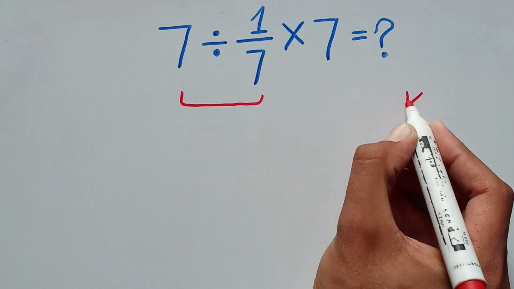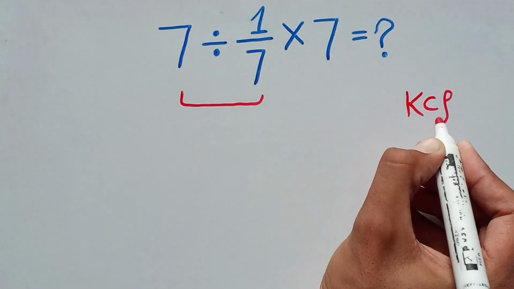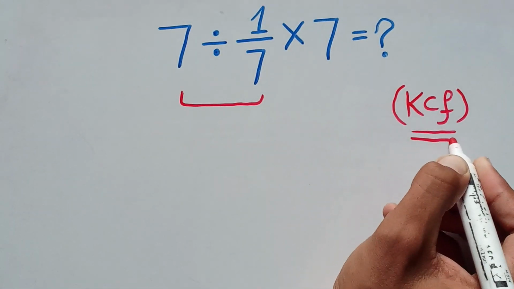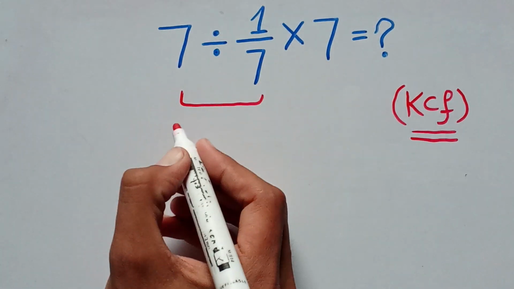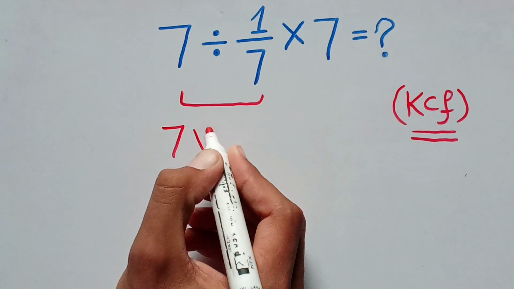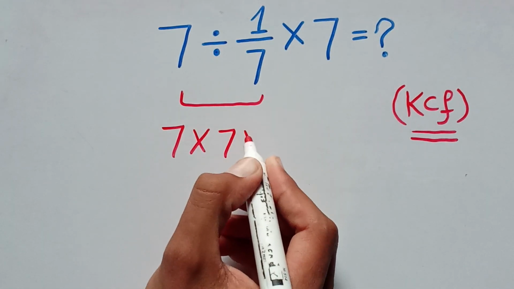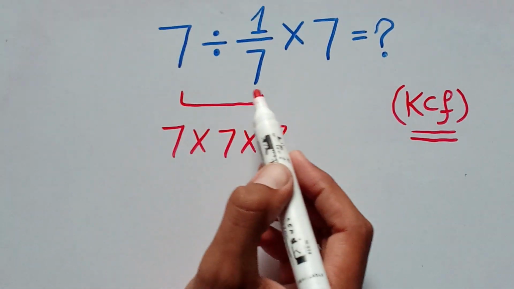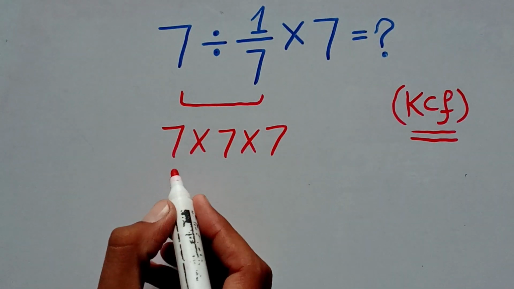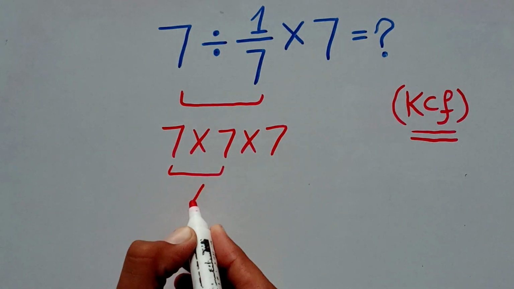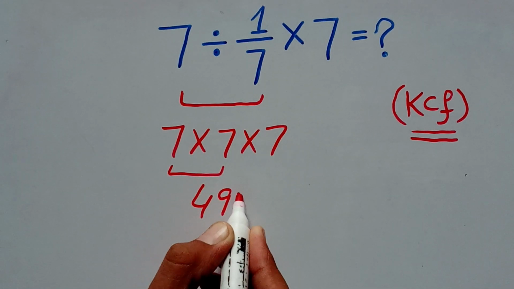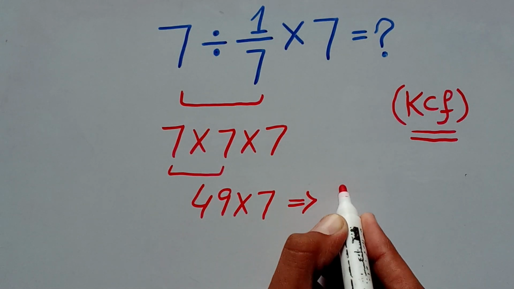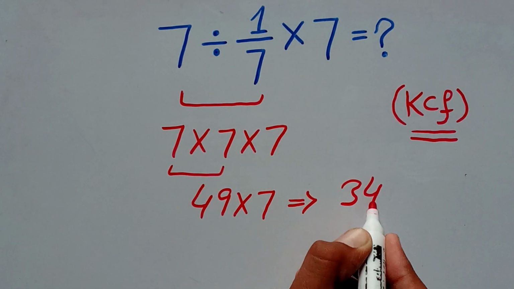To solve this part, we follow the rule of KCF, which stands for keep, change, flip. According to the rule of KCF, whenever we change division to multiplication, the numerator is changed to denominator and the denominator is changed to numerator, and we can write the given question here. 7 times 7 equals 49, 49 times 7 equals 343. This is the final answer of this math question.